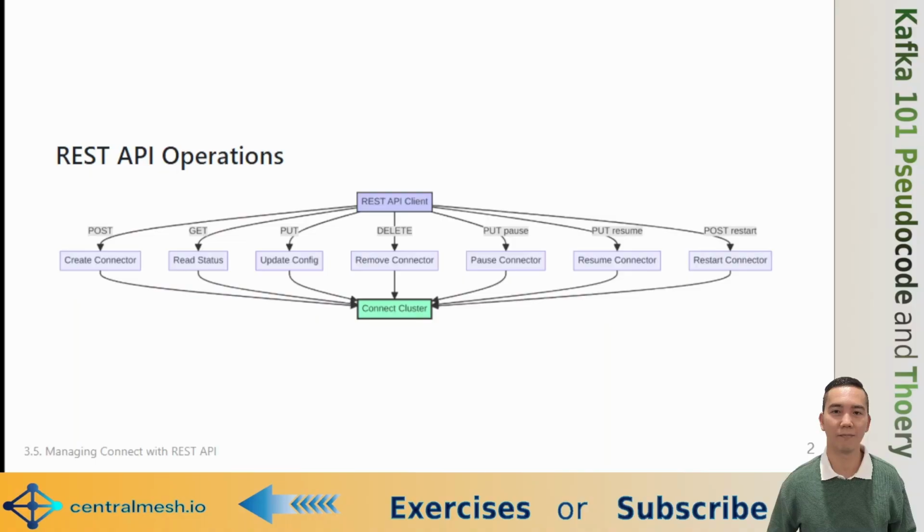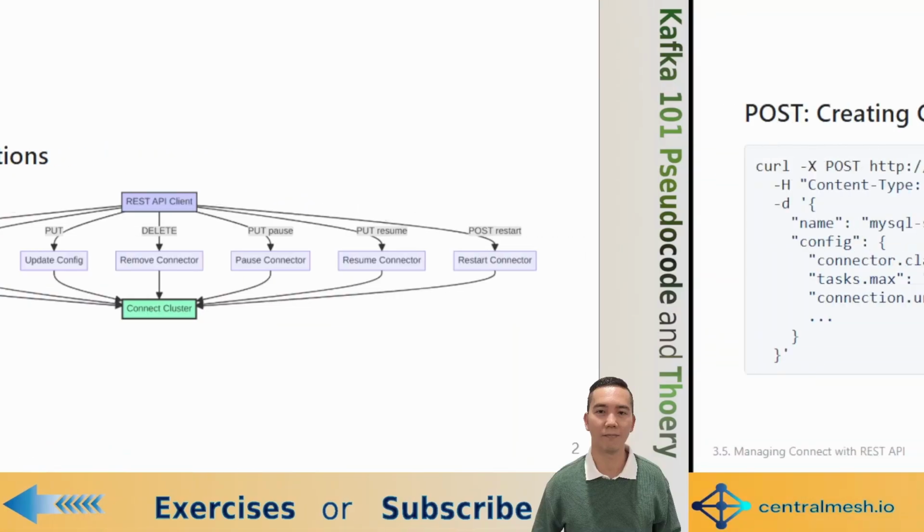Earlier in the course, we learned that a distributed Connect cluster shares its state through Kafka internal topics. Because of that, every worker exposes exactly the same REST API. That means it doesn't matter which worker receives your request. If you send a POST request to worker 1 or worker 3, the request will be coordinated across the cluster and every worker will eventually see the same connector configuration. This greatly simplifies administration because clients don't need to know which worker is currently running a connector.